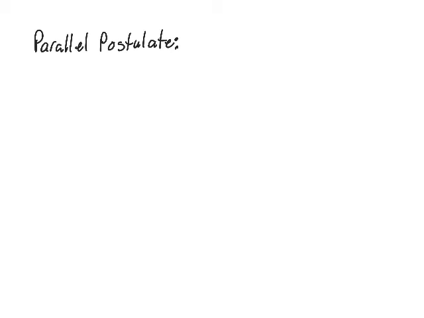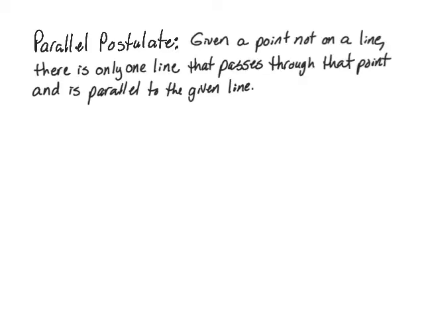Okay, we have two postulates we're going to write down. And remember, postulates are statements that are just accepted to be true, because you can't really prove them. The first one is called the parallel postulate. Given a point not on a line, there is only one line that passes through that point and is parallel to the given line.